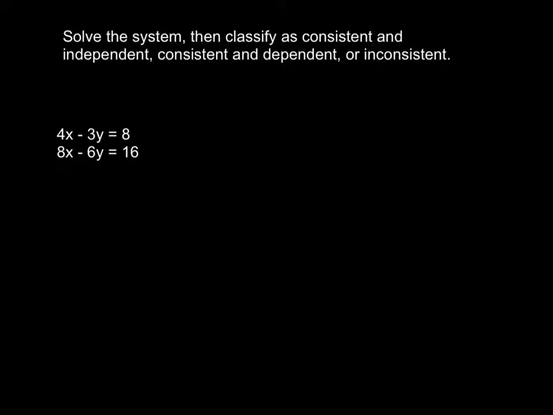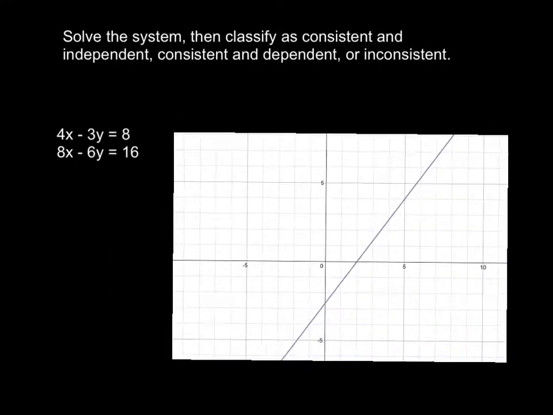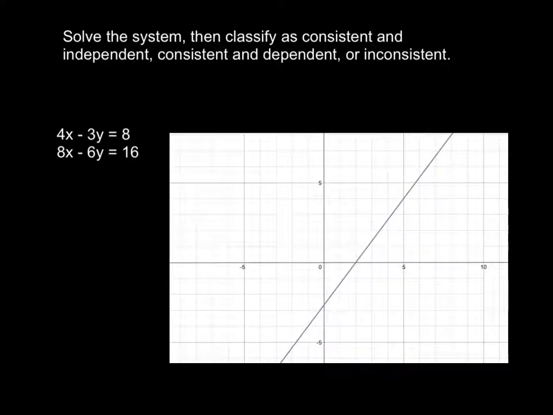So if we graph these, we have this graph here. We can see that this is actually the same line when we graph them, and therefore there are infinite intersections. And therefore we know that it has infinitely many solutions, and it is consistent and dependent. So this is our answer here: consistent and dependent.